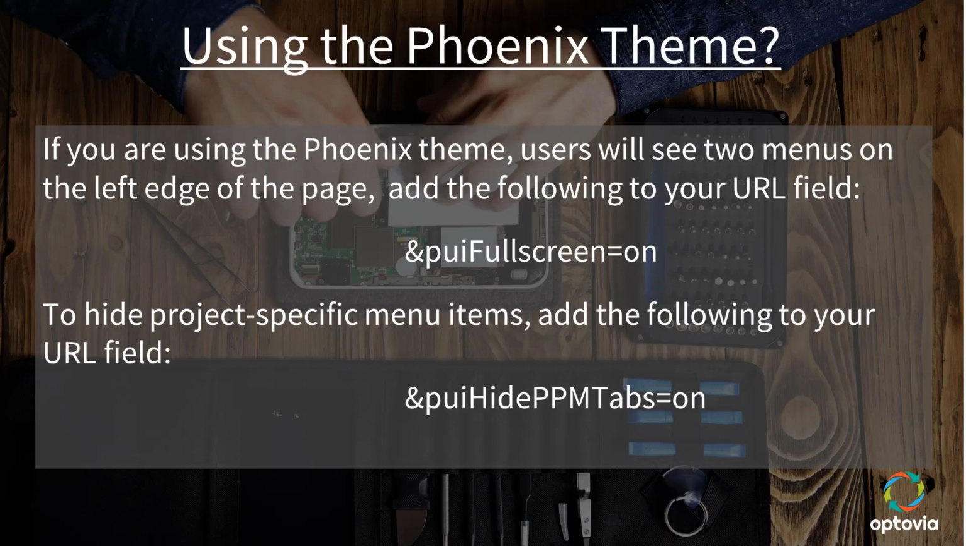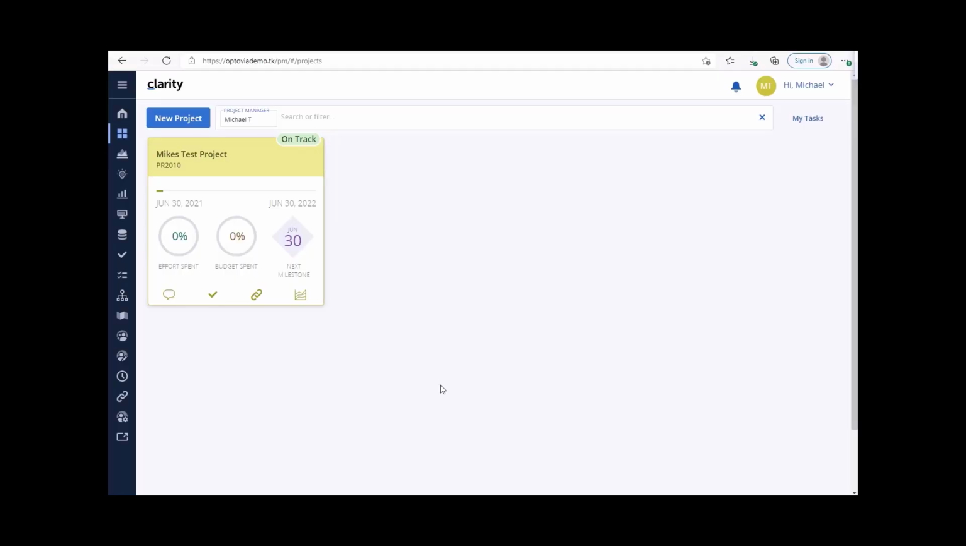And finally, if you're using the Phoenix theme, users will see two menus on the left edge of the page. You can add the following URL as shown on the slide to remove it. Also, to hide project-specific menu items, there's another URL shown on the slide here that can be used to remove it. Now, to create our channel.